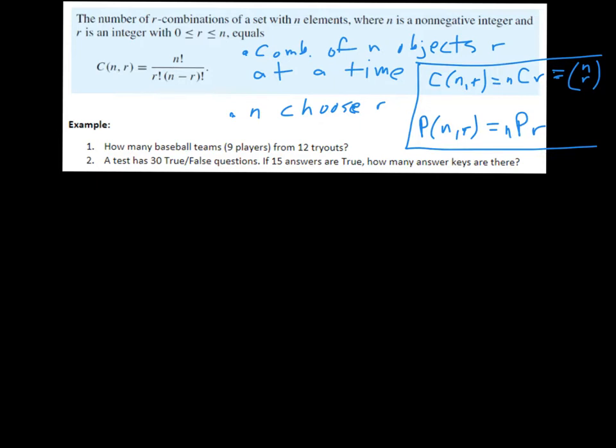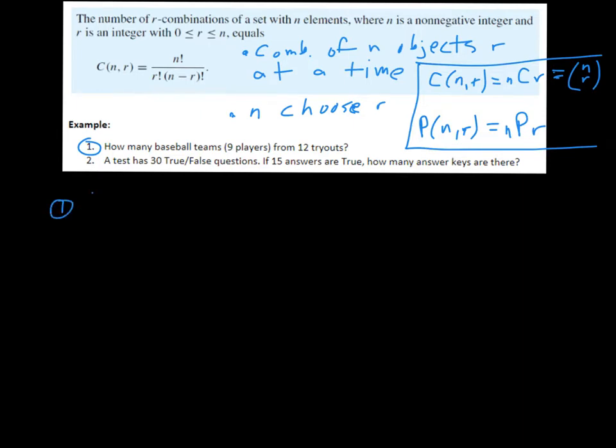Okay, so we're going to do example 1. In this problem, there are 12 people trying out for a baseball team, and they can only take 9 players. So 9 of those 12 people are going to be on a team. And the question is, how many different teams can they make? How many different ways can you take 12 people trying out, and choose 9 of them to be on a baseball team?